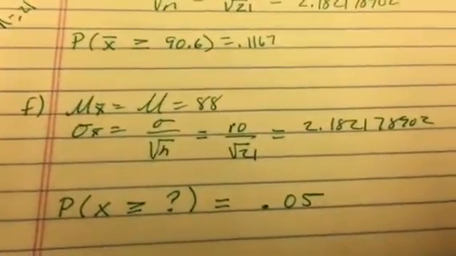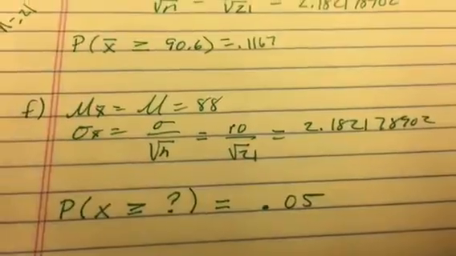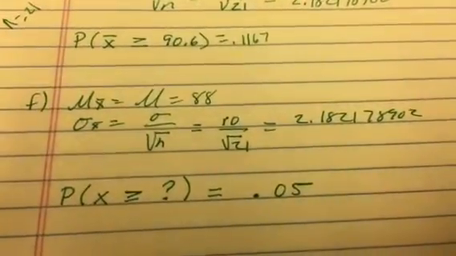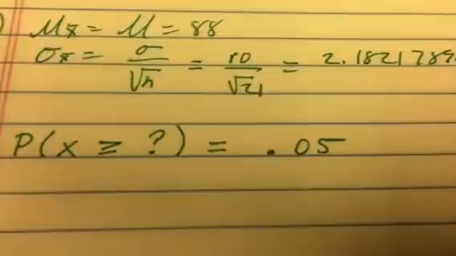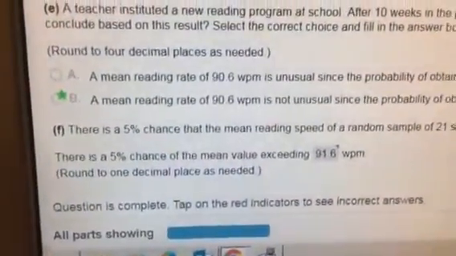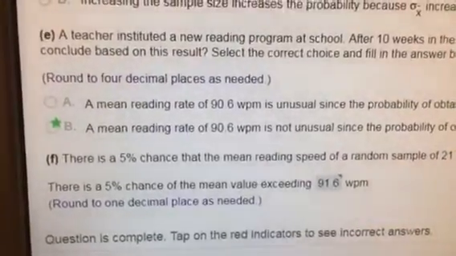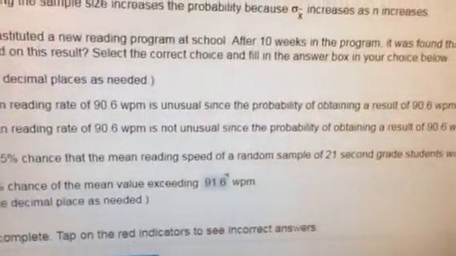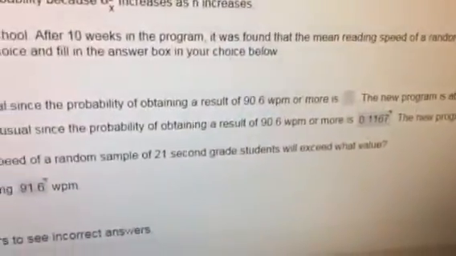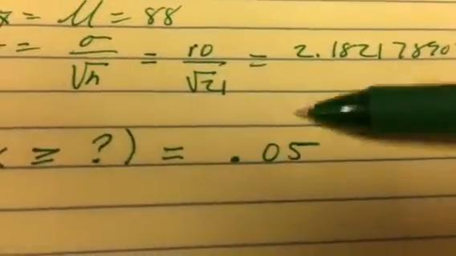Okay, finally, last part, F. Here's the difference. In F, they are telling you the mean is 88. They're still doing the sample of 21. But here's the difference. It says there is a 5% chance that the mean reading speed of a random sample of 21 students will exceed what value? So we just want to know 5%. That's going to go into the probability box, 5%, and then it will give us our new score.